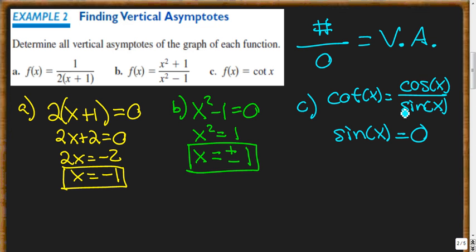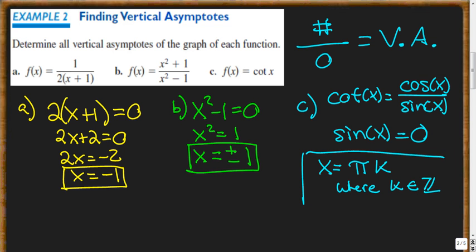Well, the sine of x is going to equal 0, so x will equal, this will work whenever we have a multiple of pi. And you say, where k is an element of your integers. Okay, so anywhere where we're at pi or 0 or 2 pi or 3 pi or 4 pi or 5 pi or negative 1 pi or 2 pi, and so on and so forth. These are where we're going to have our vertical asymptotes of this graph.